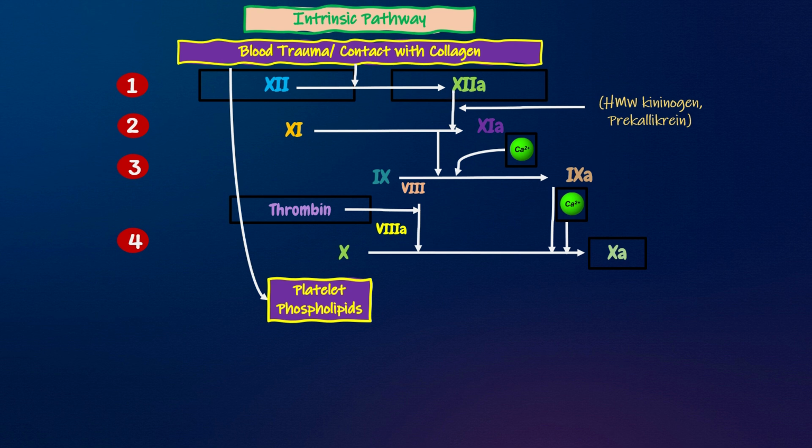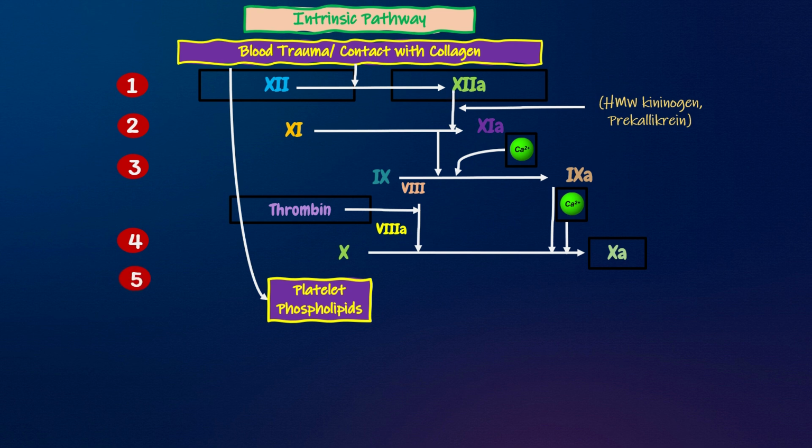Factor 8 is the factor that is missing in a person who has classic hemophilia. So, it is called anti-hemophilic factor. Platelets are the clotting factor that is lacking in the bleeding disease called thrombocytopenia.